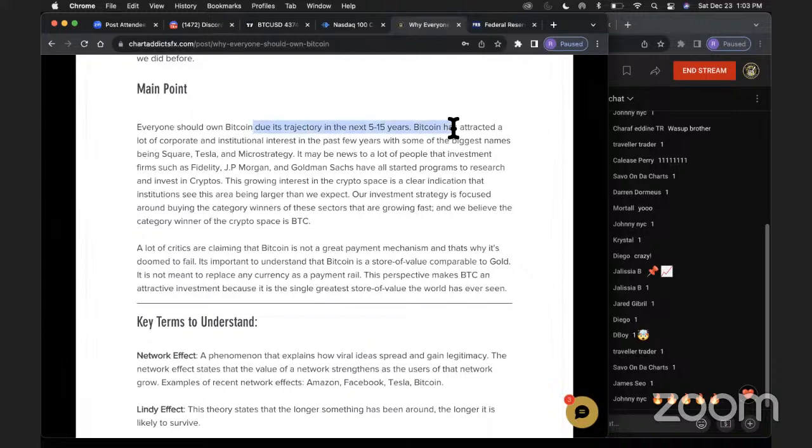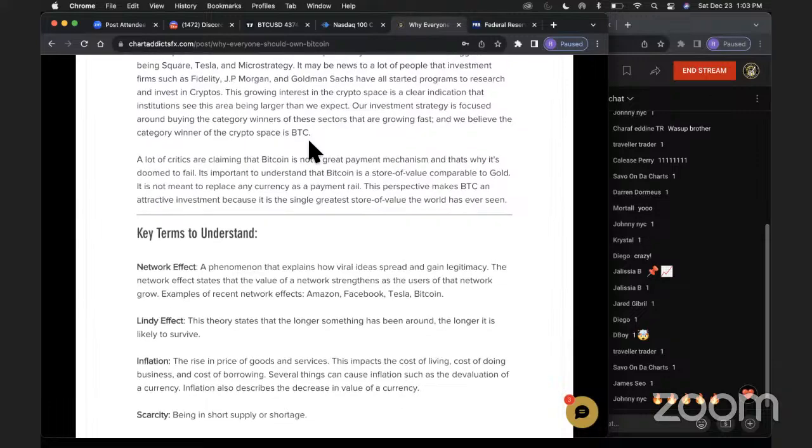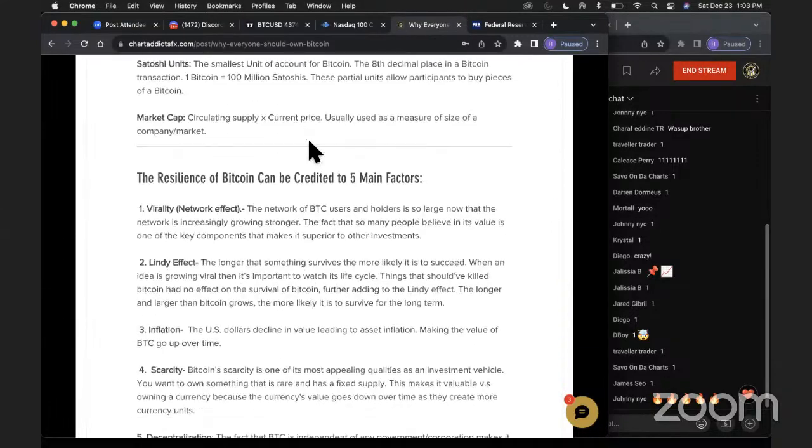Everyone should own Bitcoin due to its trajectory over the next 5 to 15 years. Companies like JP Morgan, Fidelity, MicroStrategy, Tesla, Square, Goldman Sachs are all investing in Bitcoin and launching their ETFs.